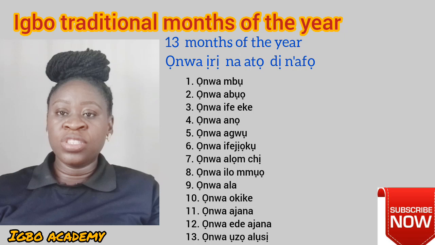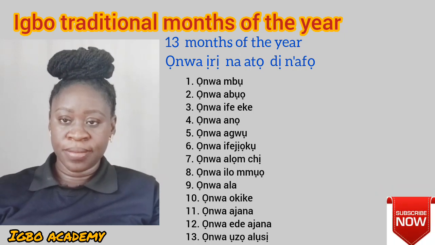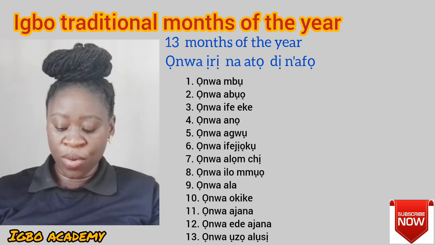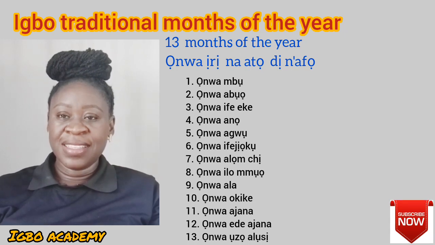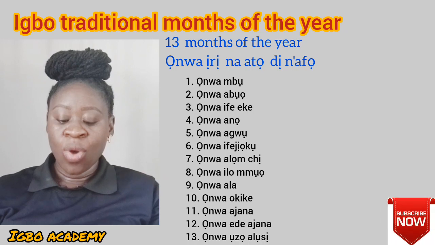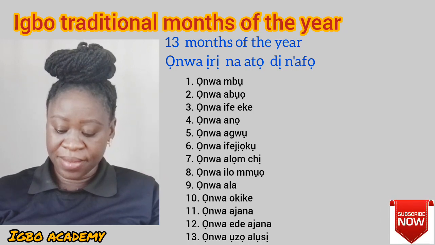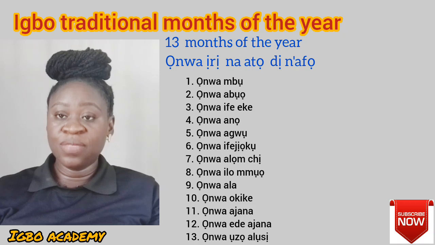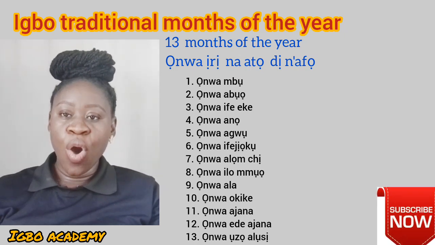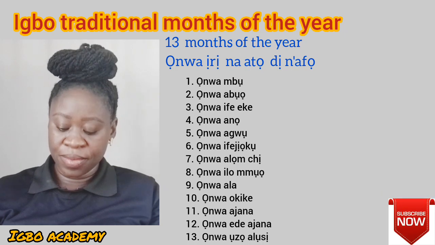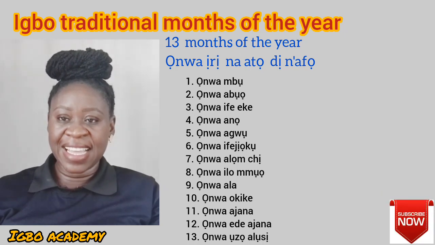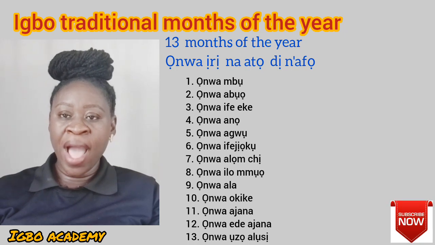The eighth month is ọnwa Ilomọ. The ninth month is ọnwa Ala. The 10th month is ọnwa Okike. The 11th month is ọnwa Ajana.